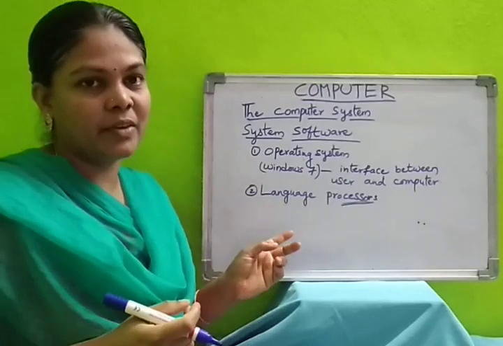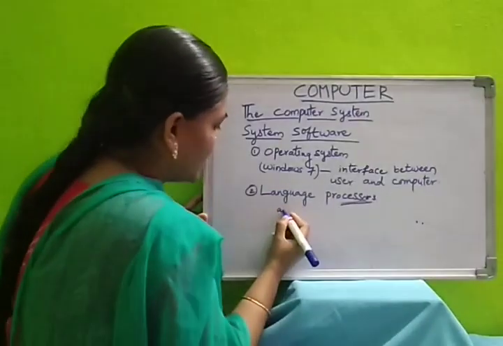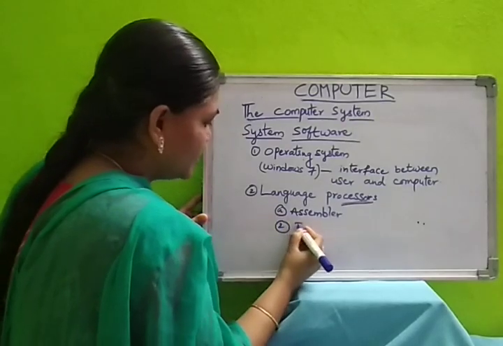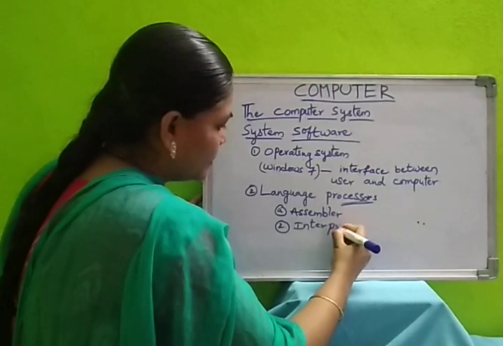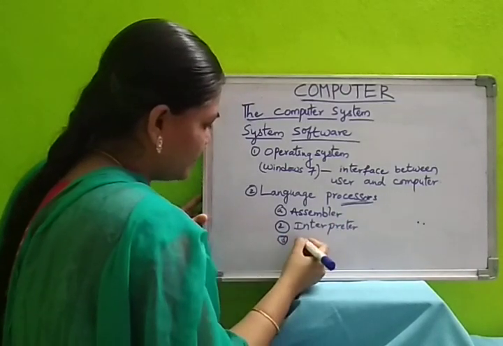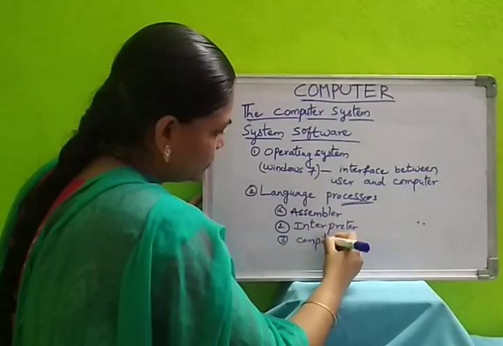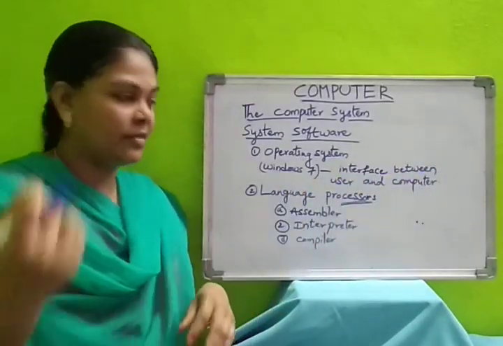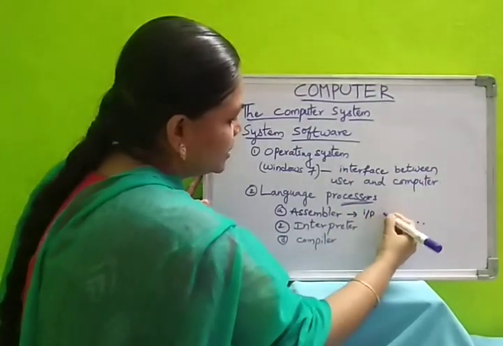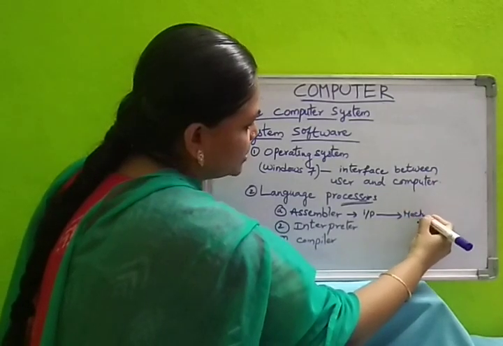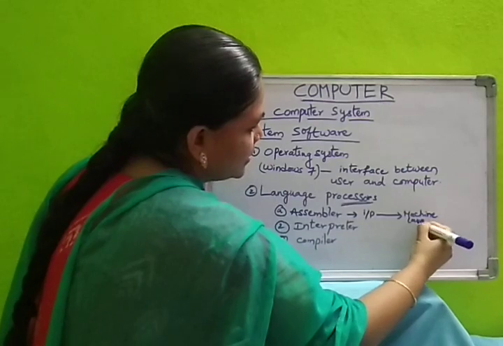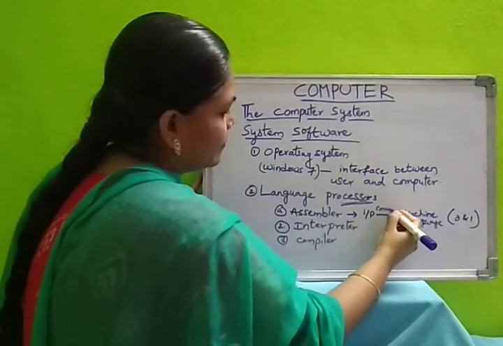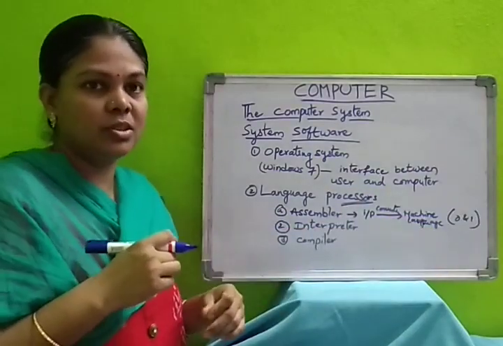Now we will see what those language processors are. We have three language processors: the first is the assembler, the second is the interpreter, and the third is the compiler. The assembler converts the information into machine language. Whatever input you give, it converts into machine language, that means zeros and ones.